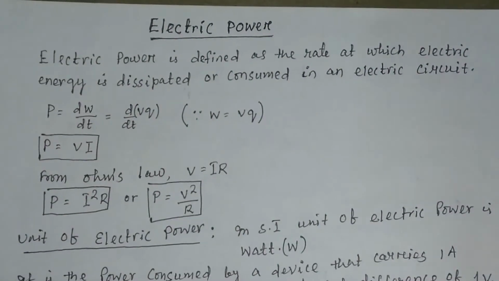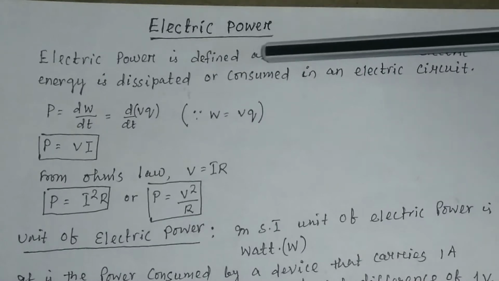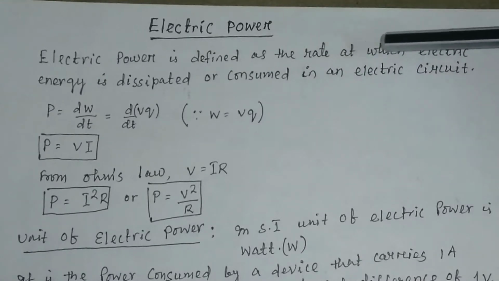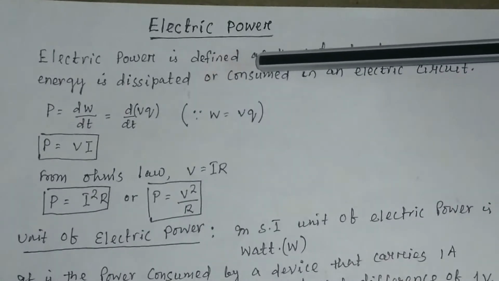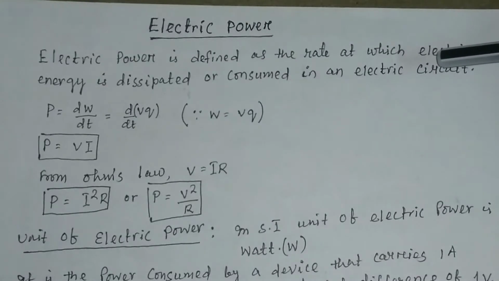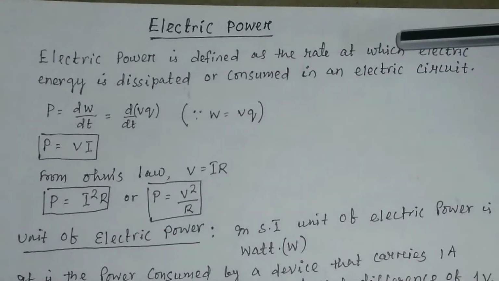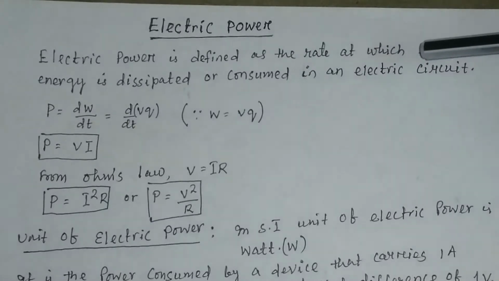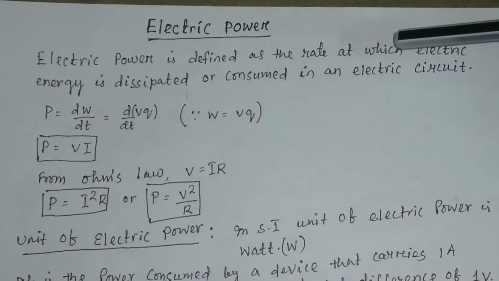Today we will discuss electric power. What is electric power? Electric power is defined as the rate at which electric energy is dissipated or consumed in an electric circuit. The amount of electric energy consumed in an electric circuit is called electric power. The amount of electric energy consumed per second is called electric power.